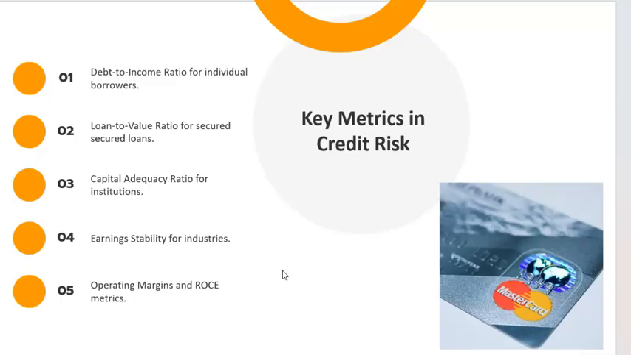The second is loan to value, or LTV. That's for secured loans. This compares the loan amount to the appraised value of the collateral. A higher LTV means less equity cushion and greater loss in a default scenario. This is why lenders typically require private mortgage insurance when LTV exceeds 80%.